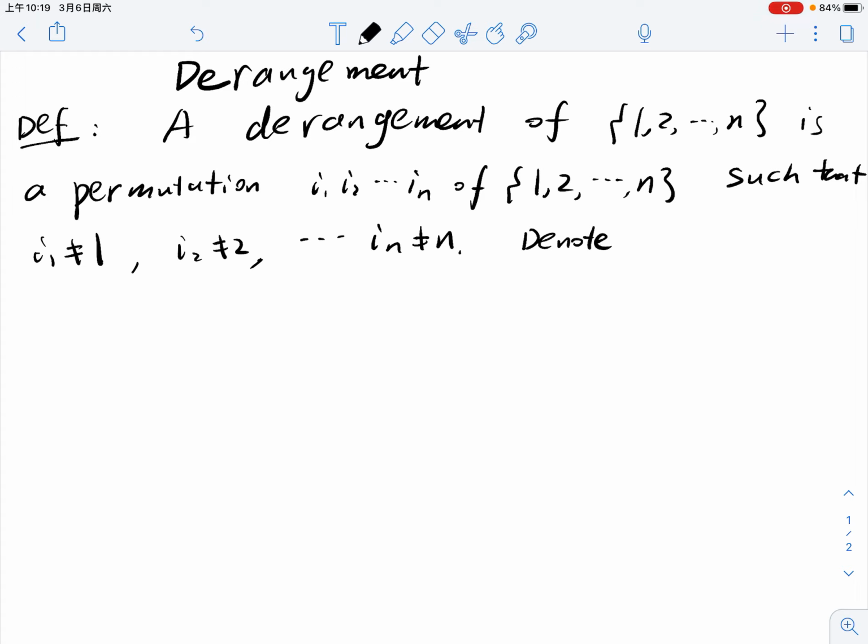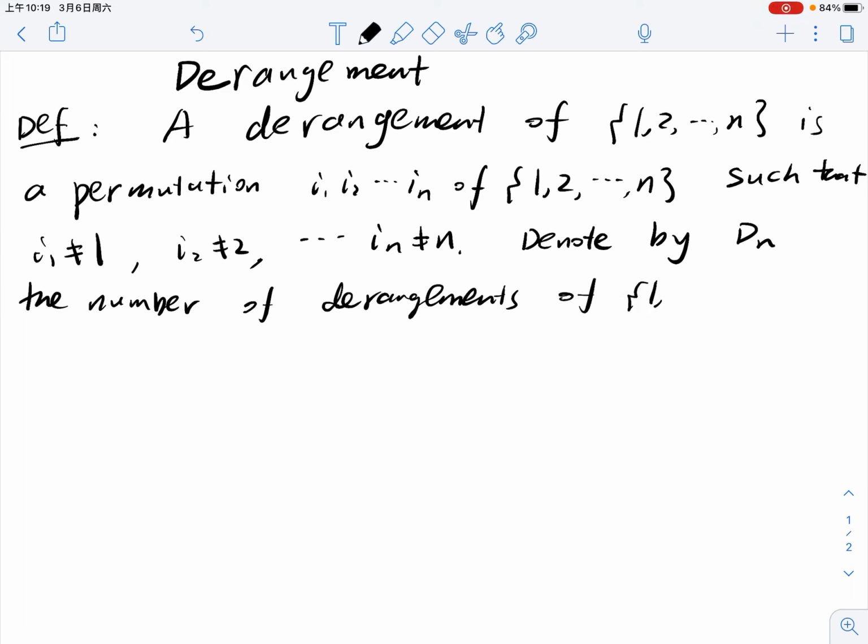The same as in the case of permutations, we are interested in the total number of derangements, denoted by Dn, the number of derangements of 1 to n. So the remark is, although it looks artificial, it turns out not to be.